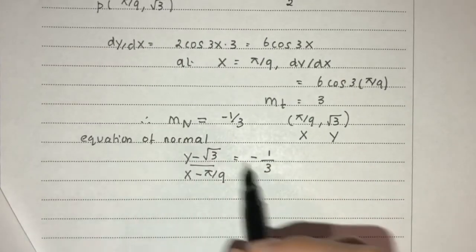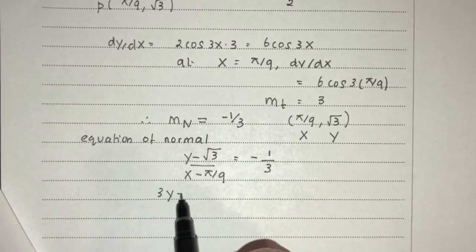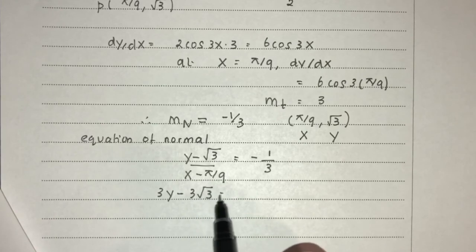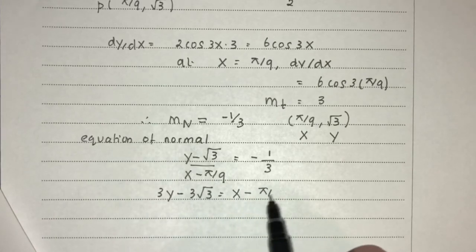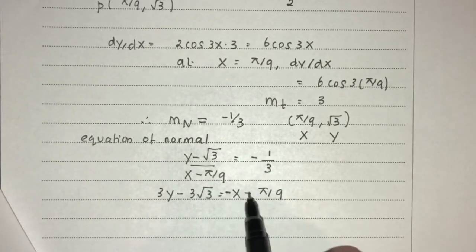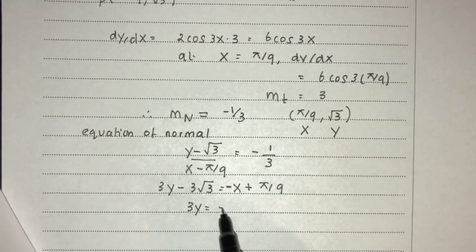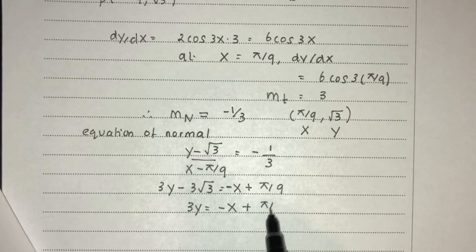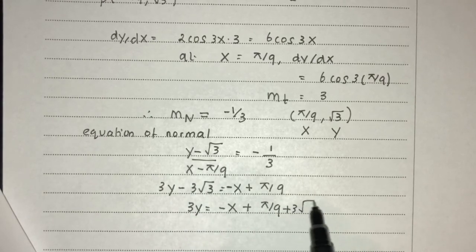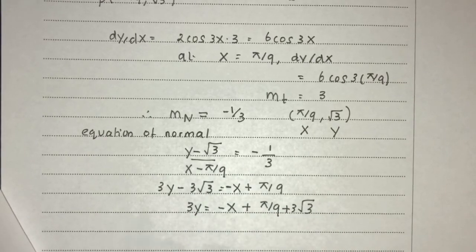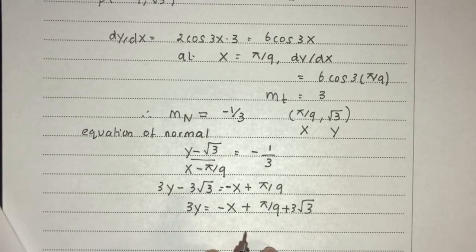Now from this, cross multiply, you will have 3y minus 3 root 3 equal to minus x plus pi by 9. Minus here, minus plus. Right. Now 3y is equal to minus x plus pi by 9 plus 3 root 3. Now this is the equation of your normal, but this is not the main question.